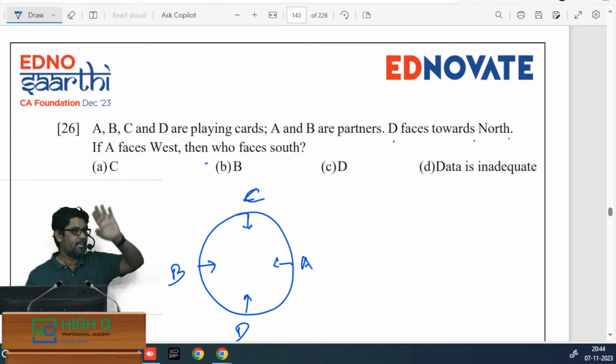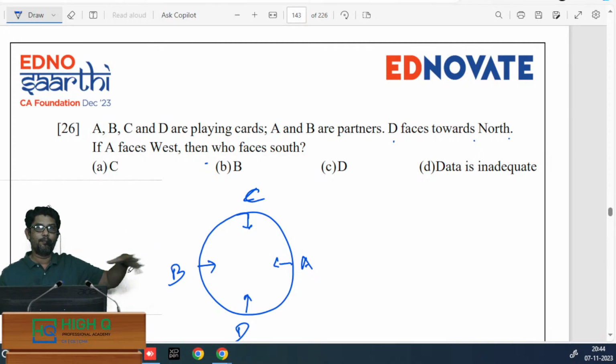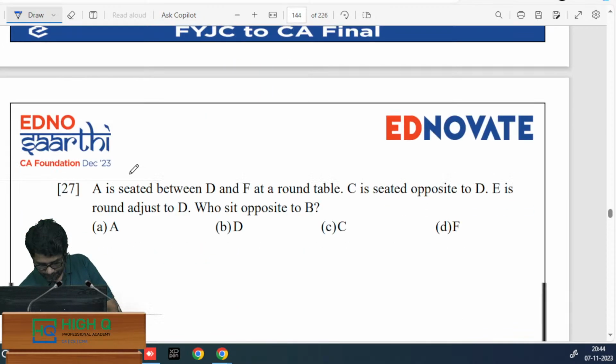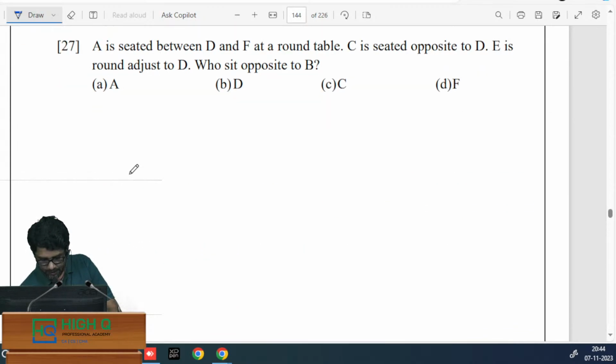Here, circular arrangement is not given, nothing is given. But how did we get it, sir? When you are playing cards, that means it's on a round table only. We need to accordingly take it, my dear. Round table.